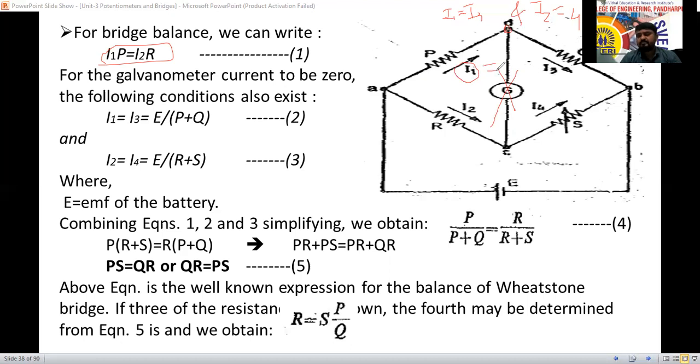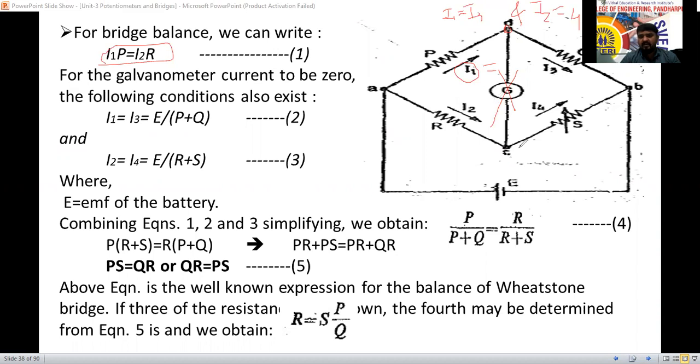Anyone of you? I1 equal to what? Not getting the point then.